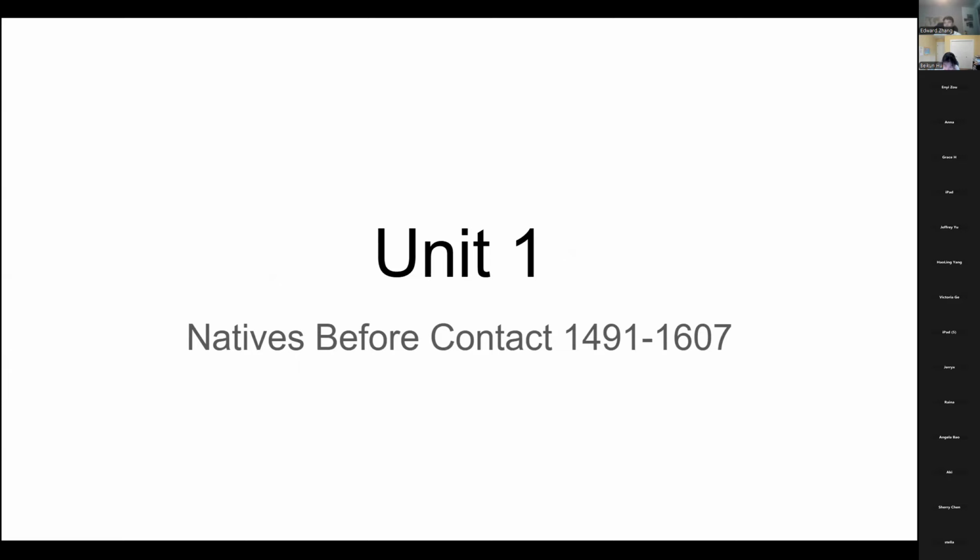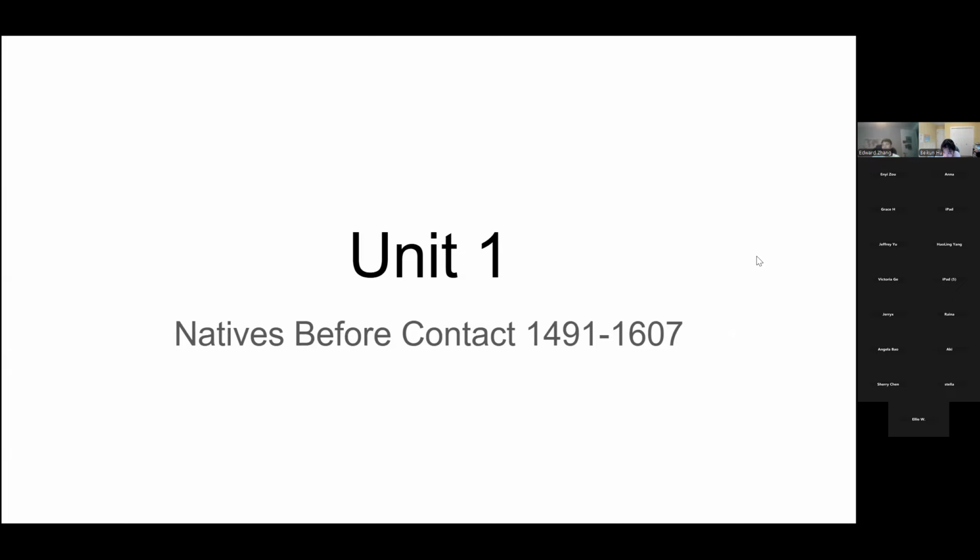It's about the natives before the European contact, right? So do any of you know why the time period for this is so specific, from 1491 to 1607? Because I know in AP world, the time frames are not too specific. It's like 1200 to 1450. Would any of you like to type in the chat why you think this is the time frame? Yeah, correct, Jerry. So it's from the Columbus landing to the beginning of slavery.